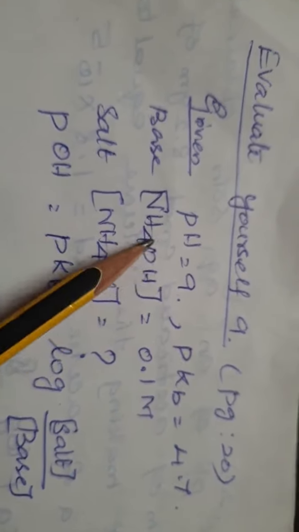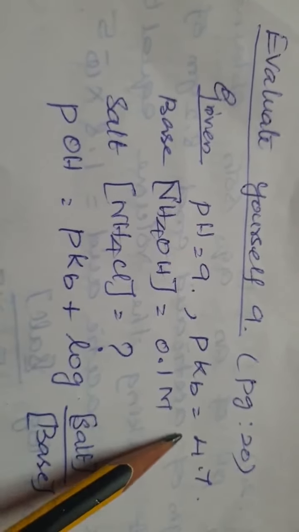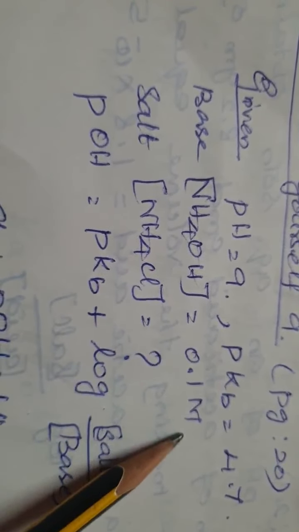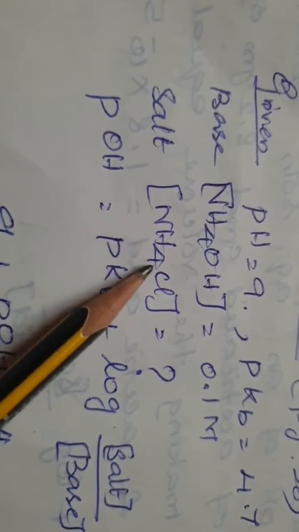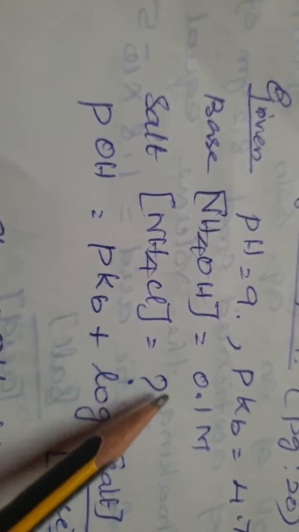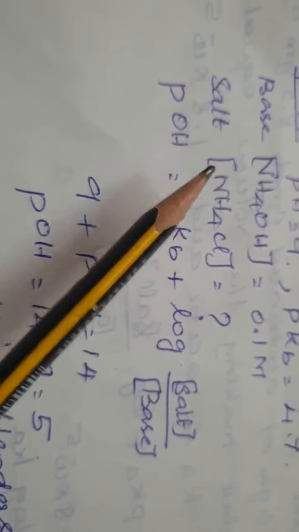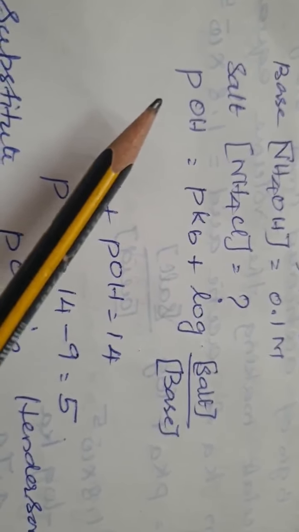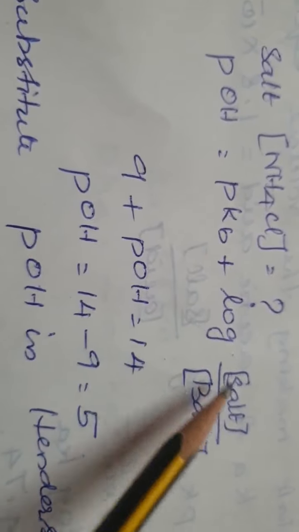pH is given, pH is equal to 9. Then pKb is also given, that is 4.7. Base concentration, ammonium hydroxide, is 0.1 M, that is also given. So you have to calculate the salt concentration, NH4Cl, that is the question. By using the base and salt, what is the Henderson equation? By using the Henderson equation of base, pOH is equal to pKb plus log salt by base.